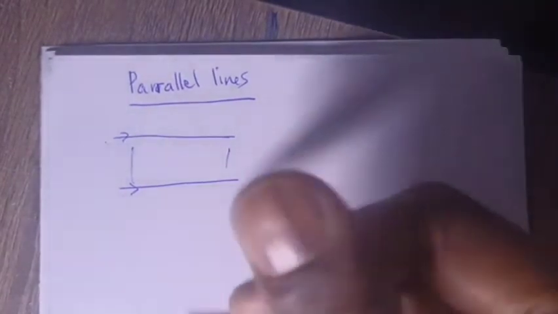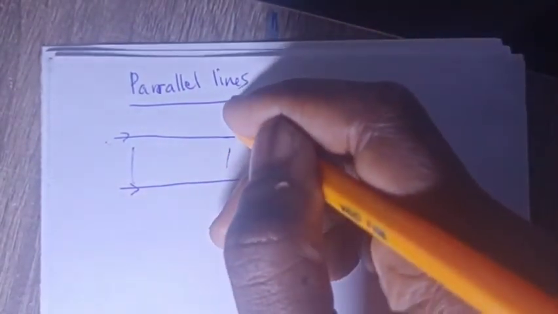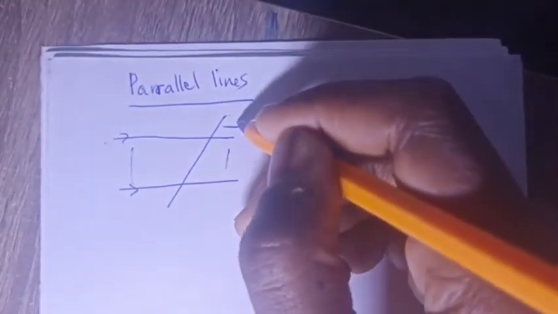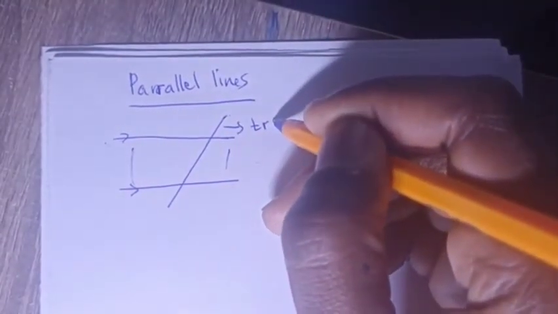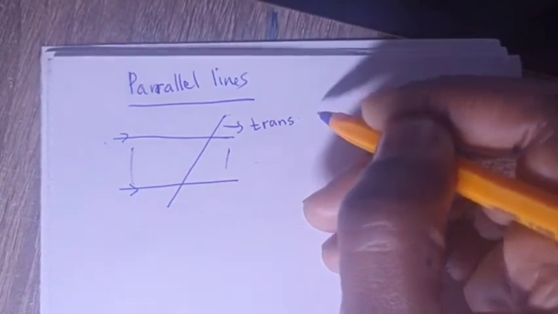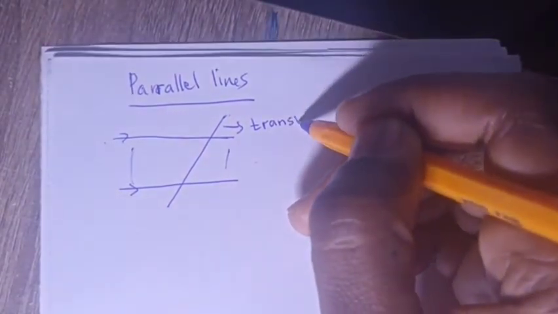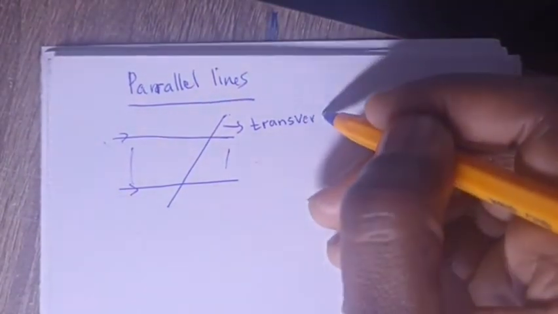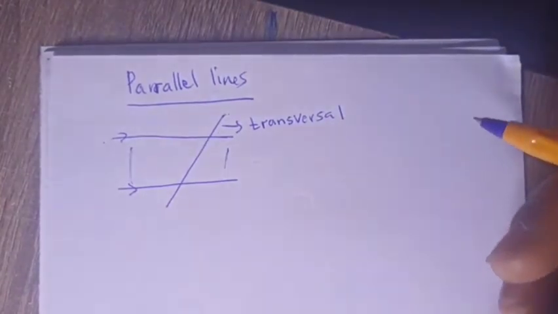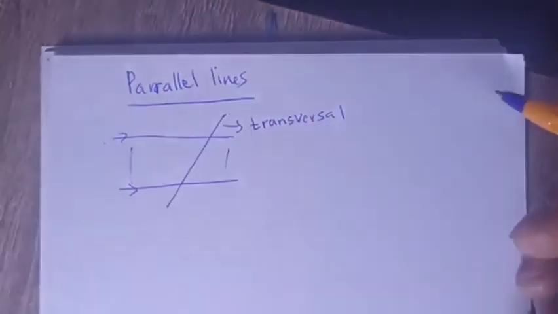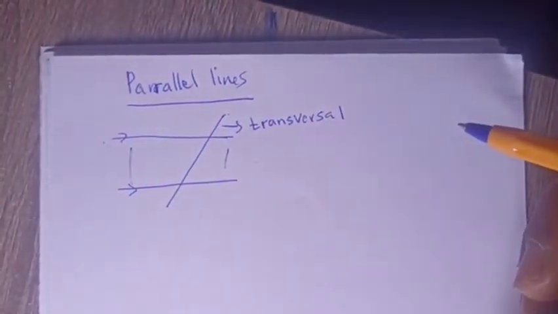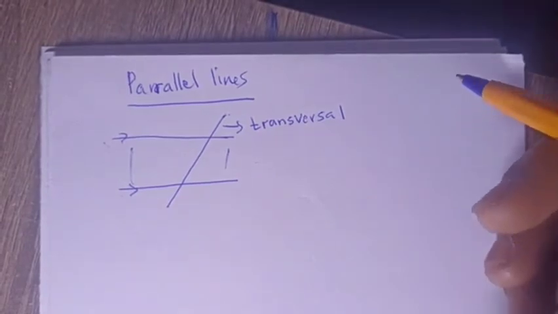So suppose we have a transversal line, this one. Let's see the spelling: transversal. A transversal line is the line that intersects the parallel lines. So suppose that we have a transversal line there.